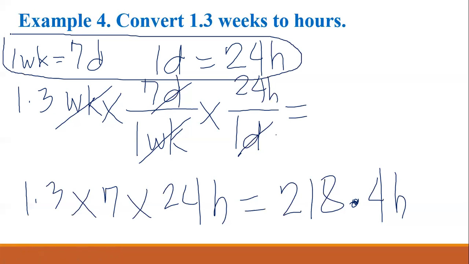The given number has two significant figures, so the final answer must have two significant figures. Since the number of the digits that the answer actually has is more than the number of digits that it should have, the calculated answer must be rounded to 220 hours. Okay? Dahil hindi exact yung given unit natin. So, yung calculated na sagot should be rounded.